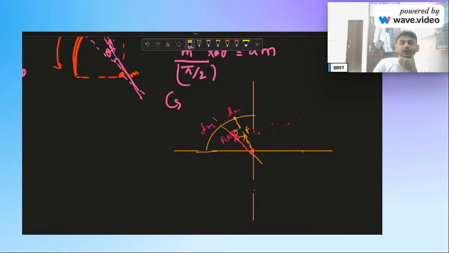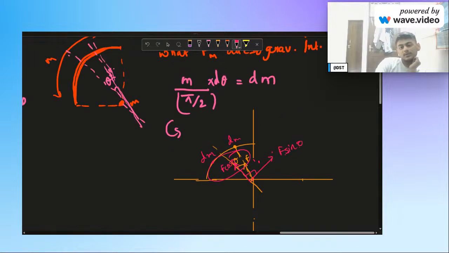This is not the F sin theta component. The F sin theta component will be like this, 90 degrees to the F cos theta component. Now, all the F sin thetas will cancel out on this part also, and the net that will be there in the vector sum will be F cos theta.